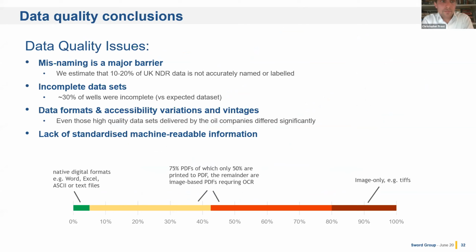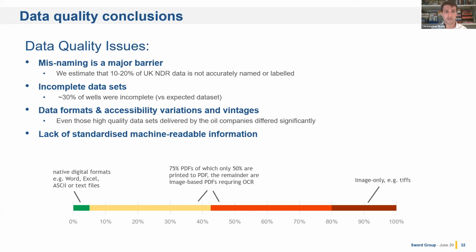So to wrap up on the data that we were dealing with, I'll go through some of the conclusions on the data quality that we saw within the data sets. It's fair to say that when we're looking at it as a data set, it was great that all the data was available, but it was also quite a difficult data set to deal with. We estimated that around 10 to 20% of the UK NDR data is not accurately named or labeled. This is anecdotal, but we think around 30% of wells were incomplete of what we would expect to see.